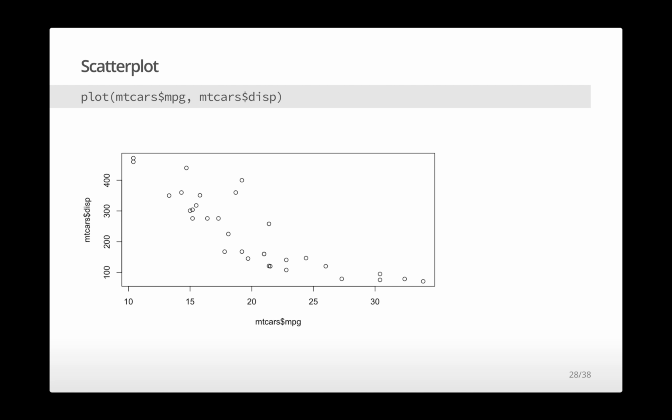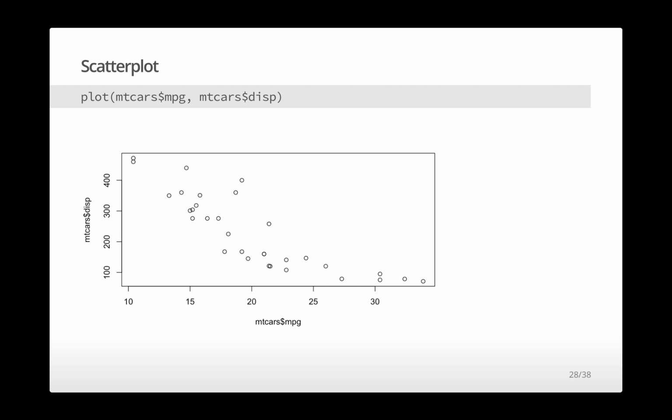All right, so plot takes in two arguments, an x and a y. Here we're going to plot the mtcars miles per gallon versus the displacement. Whatever you put in the first slot, because the first argument is x, will be plotted on the x-axis, and whatever you put in the second argument will be plotted on the y-axis. And we see this overall trend. By default, it plots as points.